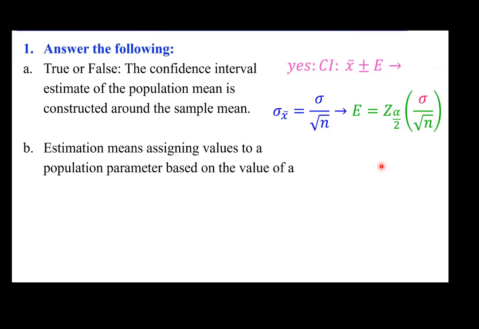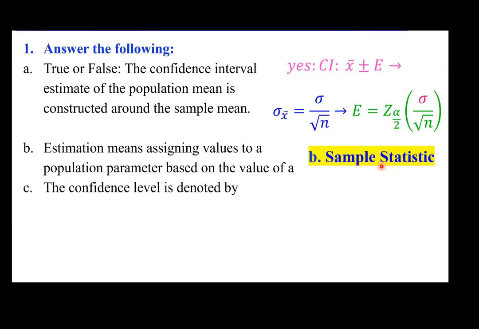Part B, estimation means assigning values to a population parameter based on the value of a sample statistic. Everything is about the population based on the sample. We'd like to have access to the population parameter. We don't, so we use a sample statistic, and in this case, we make up a confidence interval. The confidence level is denoted by 1 minus alpha.